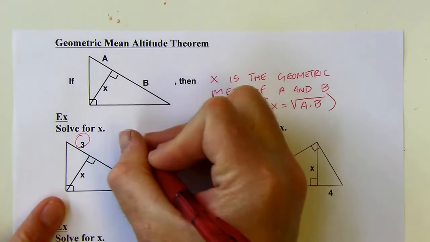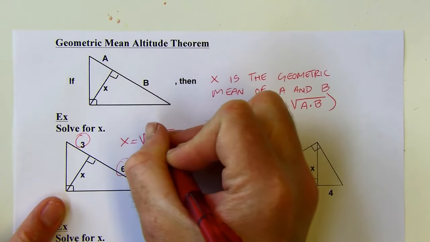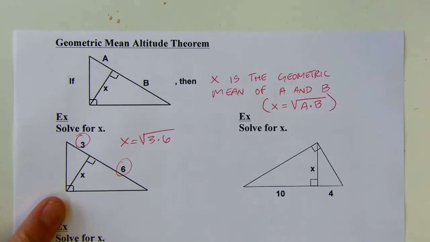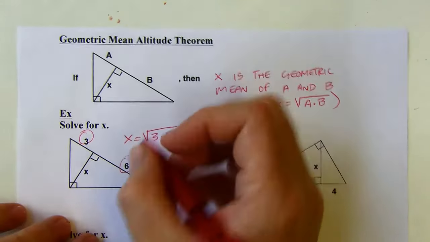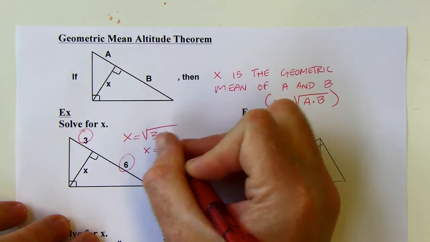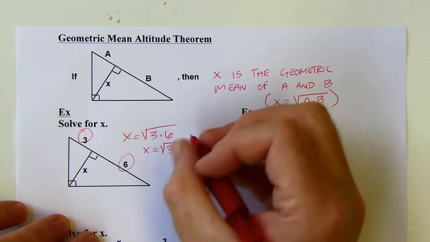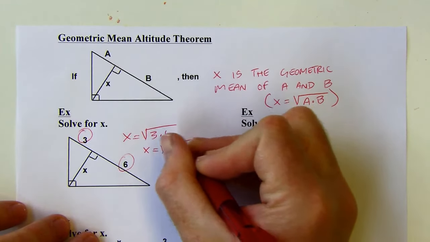Okay, so x is the geometric mean between 3 and 6. I can set it up like that. That would be the square root of 18. It's not a perfect square, so I'm going to cut this up or break the 6 up into 3 times 2. Hey, I found a pair of twins.